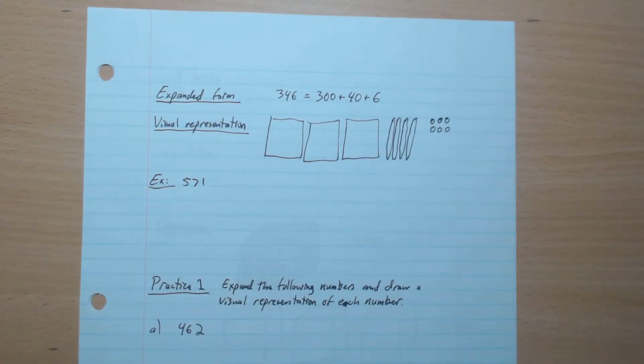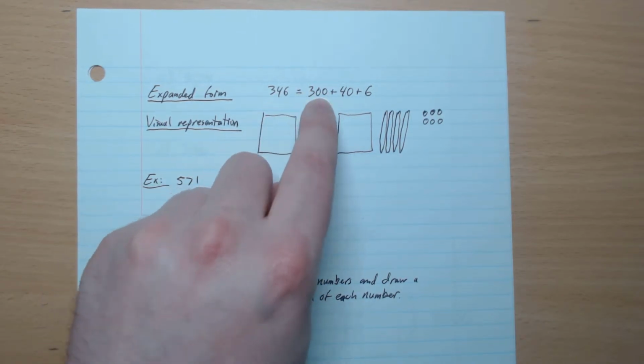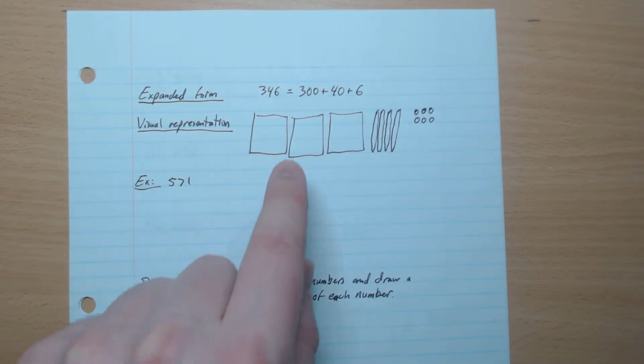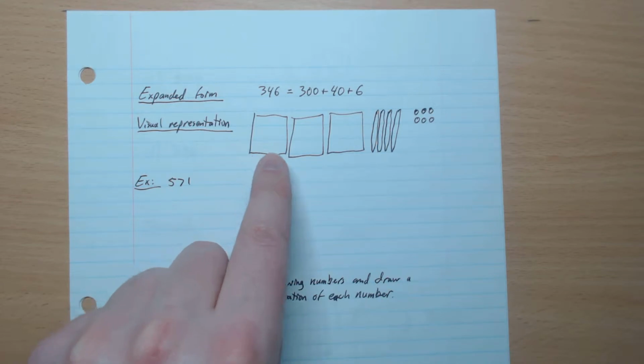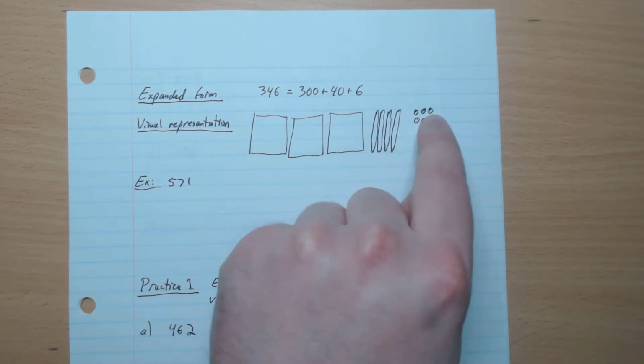So what's an expanded form? Expanded form of 346 is writing it out as 3 100s, 4 10s, and 6 ones. And so the visual representation here is exactly that, 3 100s, 4 10s, and 6 ones.